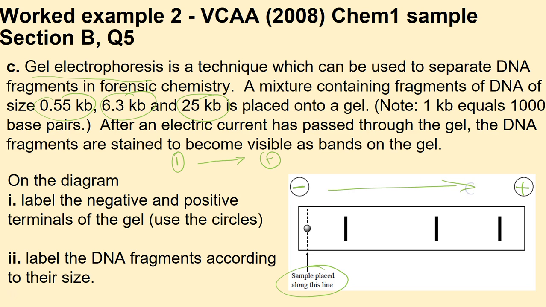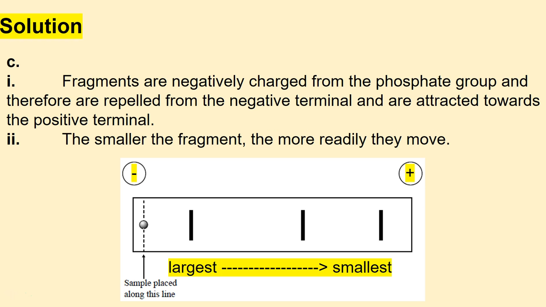Our DNA will now move in this direction. If that's going to be the case, remember the smallest pieces travel the farthest. So that means that this must be the smallest, then the next, and this will be the largest. So in this case, this must be the 0.55 kilobase fragment. This will be the 6.3 kilobase fragment, and then the 25 kilobase fragment will be the one that has moved the least distance. When we look at it, we can see that that is exactly what we see. Our largest will be here, smallest up this end, positive terminal.